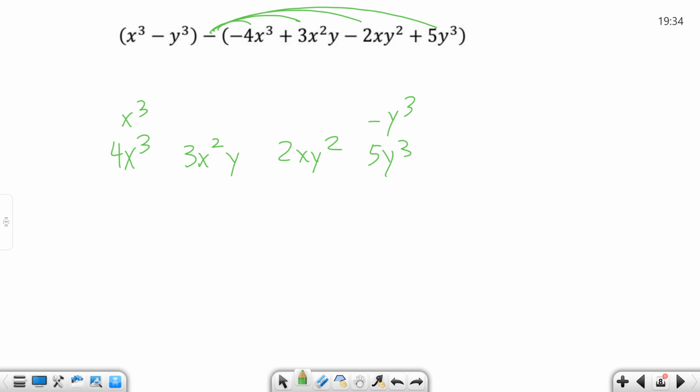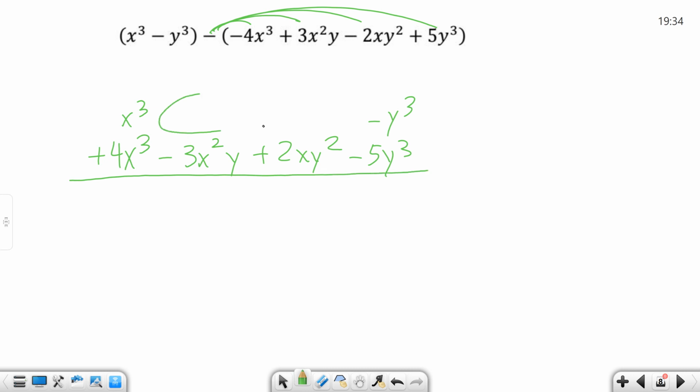But I do distribute the negative. So this 4 was negative. Now it's going to be a positive 4x cubed. That's a plus 3x squared. It's going to be minus 2xy squared. And plus 5y cubed is going to be minus 5y cubed now, right? We're changing all the signs because we subtracted.